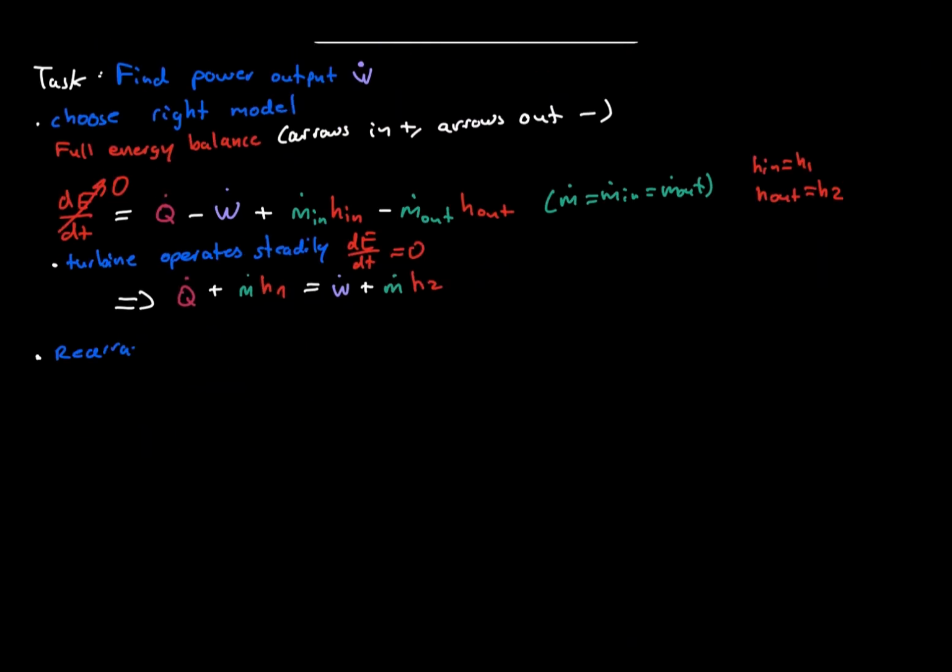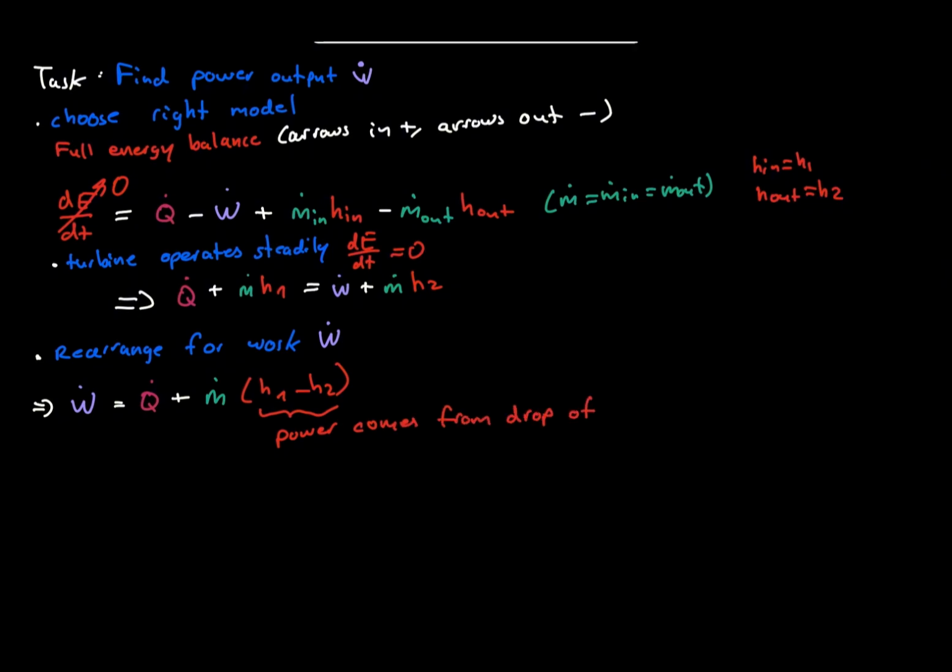Now we rearrange this to solve for the power. We see that the power comes from two contributions: heat transfer and the difference between inlet and outlet enthalpy. So the key idea is simple. The turbine produces power because the fluid loses energy.